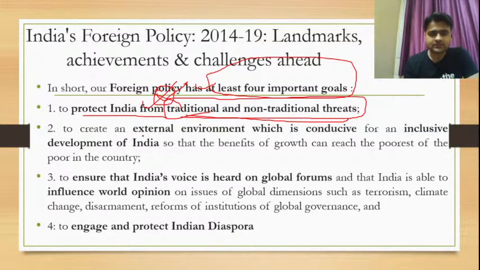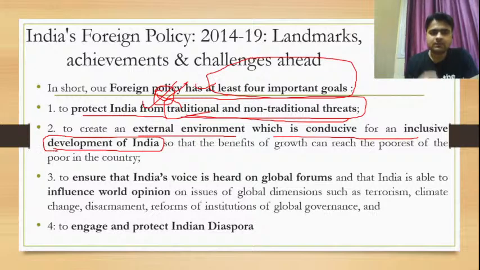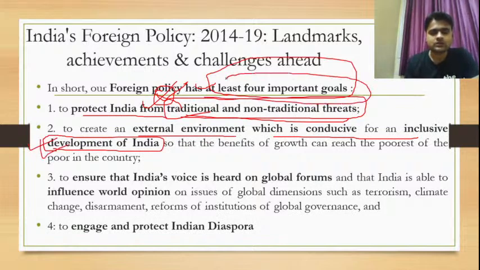Then the second is to create an external environment which is conducive for the inclusive development of India. It simply means each and every person of our country must be able to harvest the fruit which will be brought to the country by foreign policy initiatives, diplomatic dialogue and negotiations. Fine, that is the main intention of the second objective of our foreign policy goals.